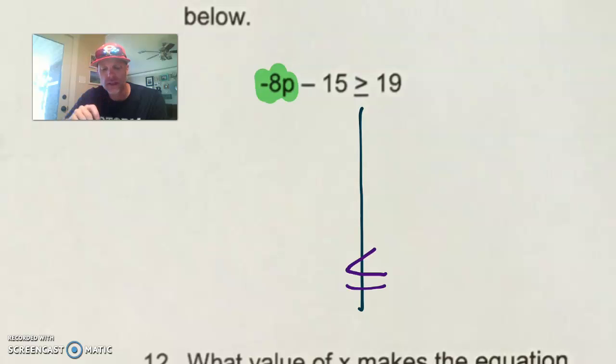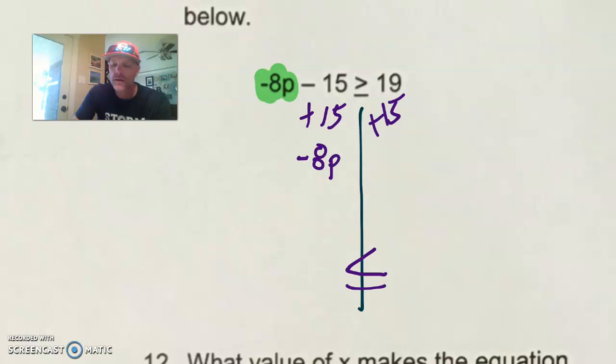Okay, so P wants to be by itself. We got to do the opposite. Get rid of everything. Send it over to the other side. So negative 8P. Because that right there is 0. 19 plus 15. 19, 29, 34. What? Yeah. That doesn't seem right. 19, 29. Huh. Okay. Yeah, 34. Oops.